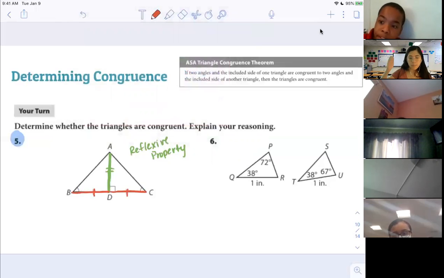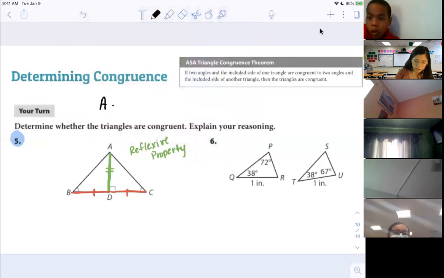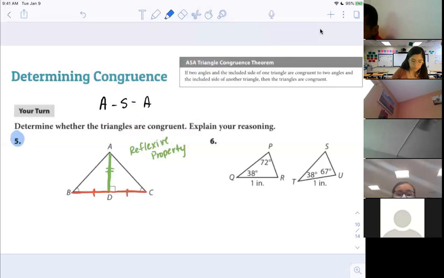Okay, so remember, I need ASA. I need angle, a side, and an angle. Right now, I have an angle and I have a side. So I need one more angle. Tyrone says on D, there is a right angle. So D has to be 90 degrees. So angle D is 90, which means on the other side of that 90-degree angle, there also has to be another 90-degree angle.